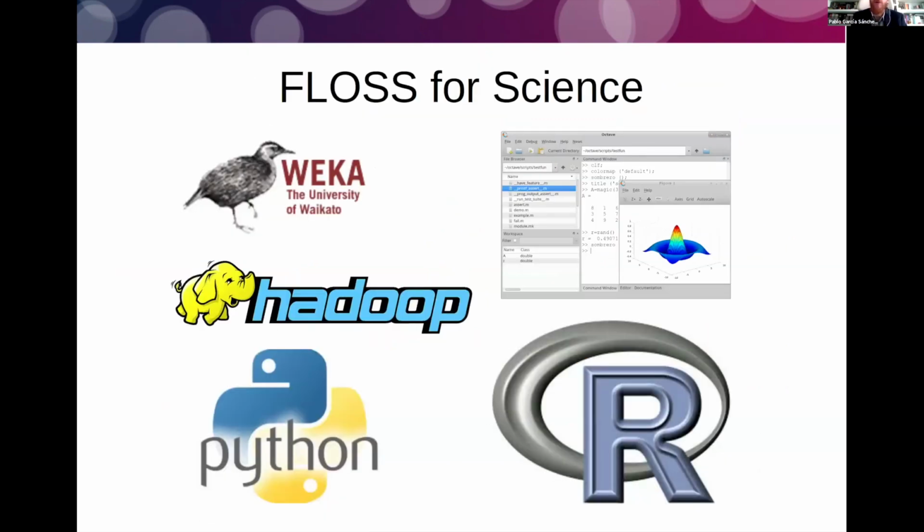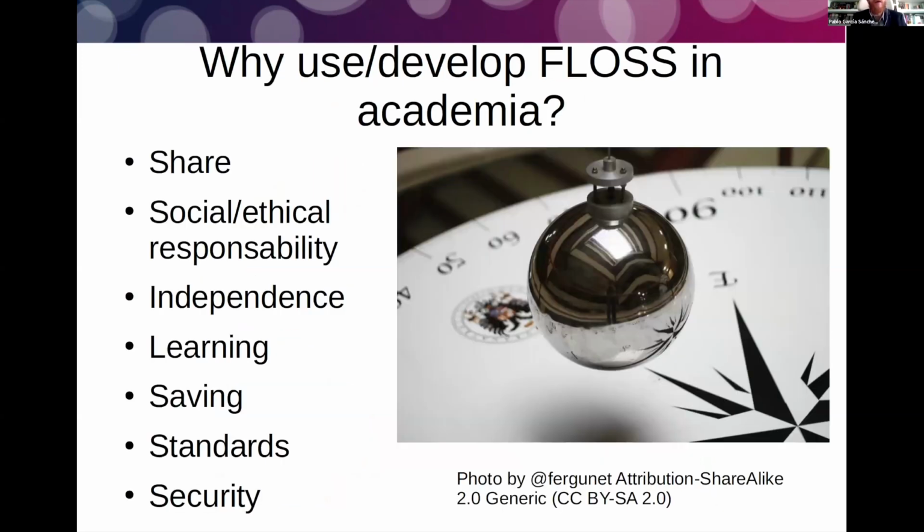But there is also free, libre, open source software in science. If you are used to machine learning, probably you use Weka or maybe TensorFlow or PyTorch. Most of the people researching in artificial intelligence are using Python, that is open source software, or using R. There are a lot of libraries for distributed computing. Octave, as you also mentioned in the chat. There is a lot of free software used in science.